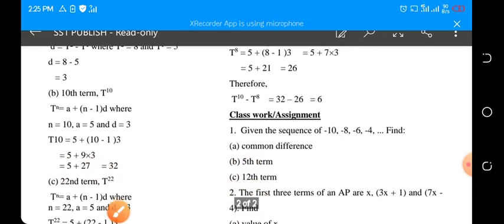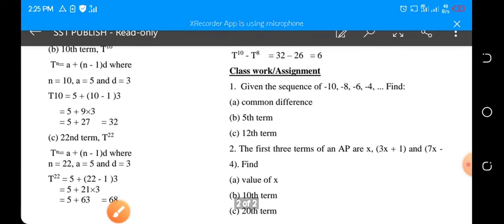Now the next one, they say we should find the 22nd term, which is T22. It means that our n in that place is 22. Put all the values into this equation, you will get 5 plus (22 minus 1) times D. That's 21 times 3, 63, plus 5. That will give us 68.